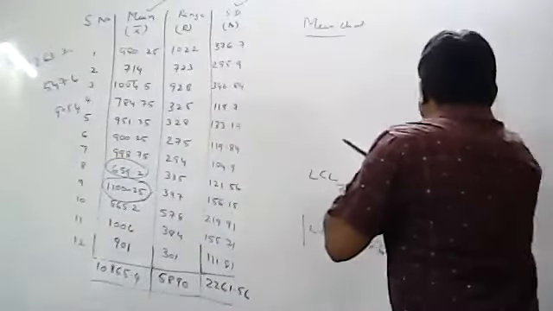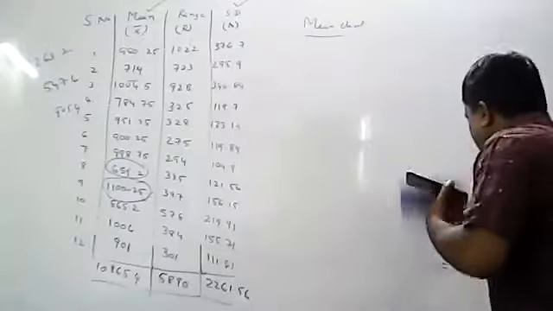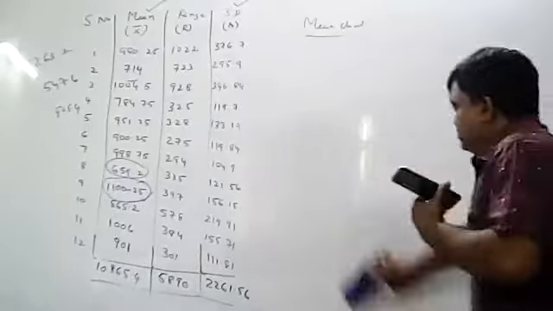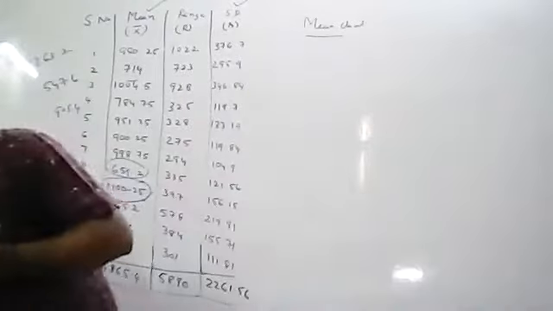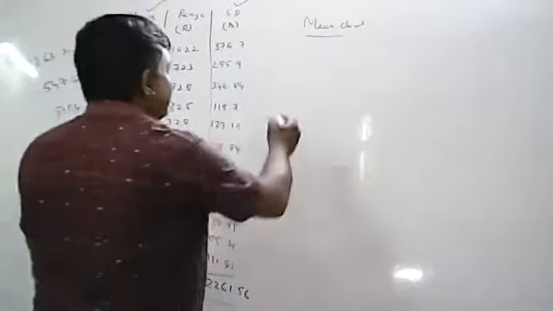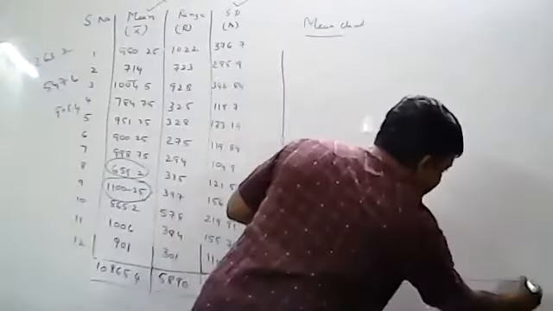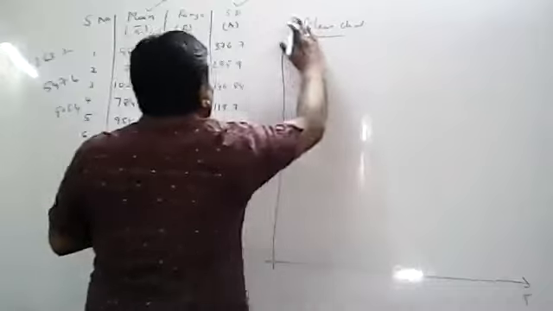So now I will construct a mean chart. This is an important problem. It will take time, but if you understood one construction, automatically you can do the remaining things. So x-axis, y-axis will be there. Just I will construct x-axis, y-axis. So this is x-axis, y-axis.